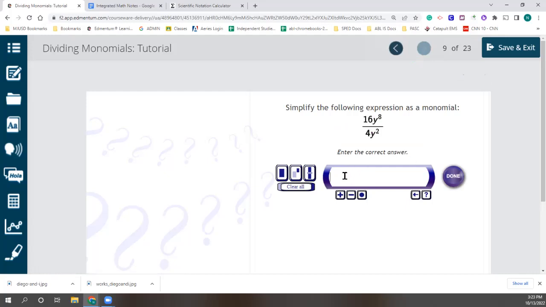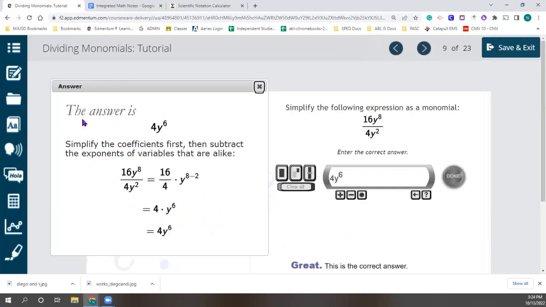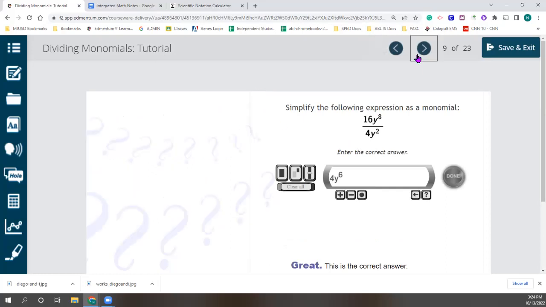16 divided by 4. I know that if I have 16 things in all and I break it into 4 groups, there are 4 items in each group. So 4y, exponent 8 minus 2 is 6. Done. That's the correct answer. Here's how it works. Pause it if you need to see that. Continuing on.